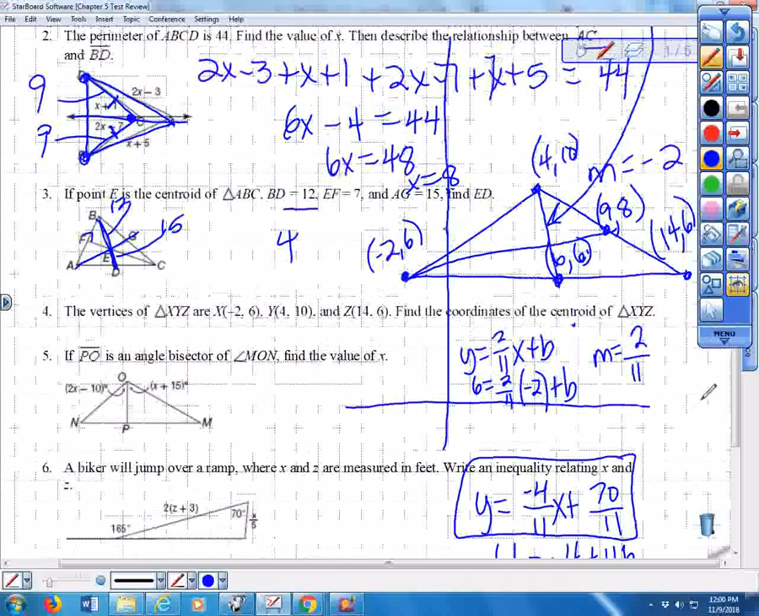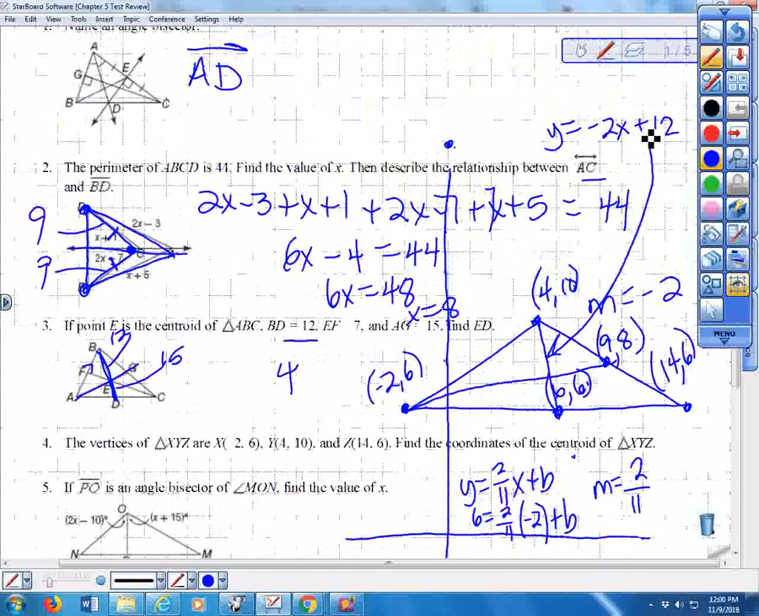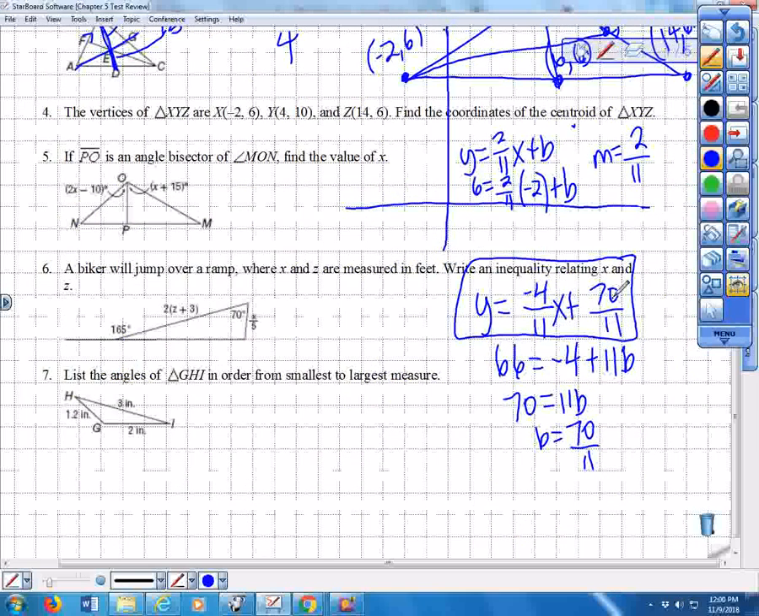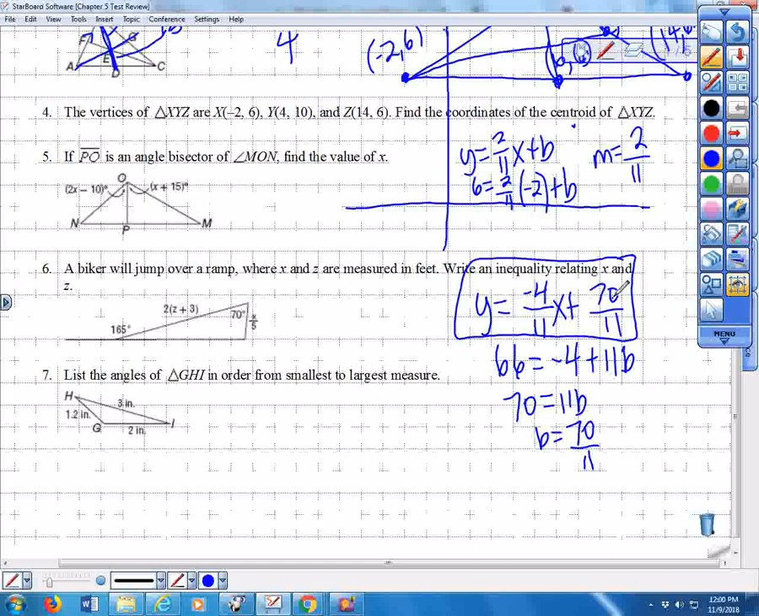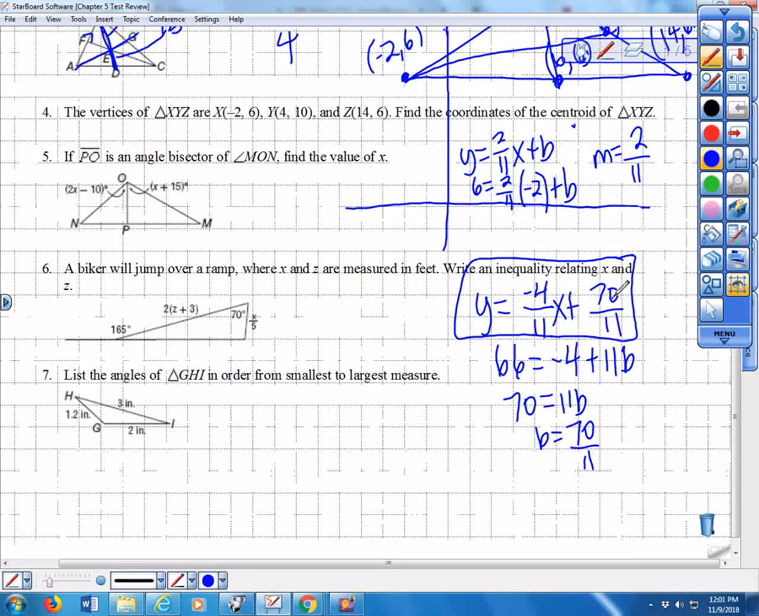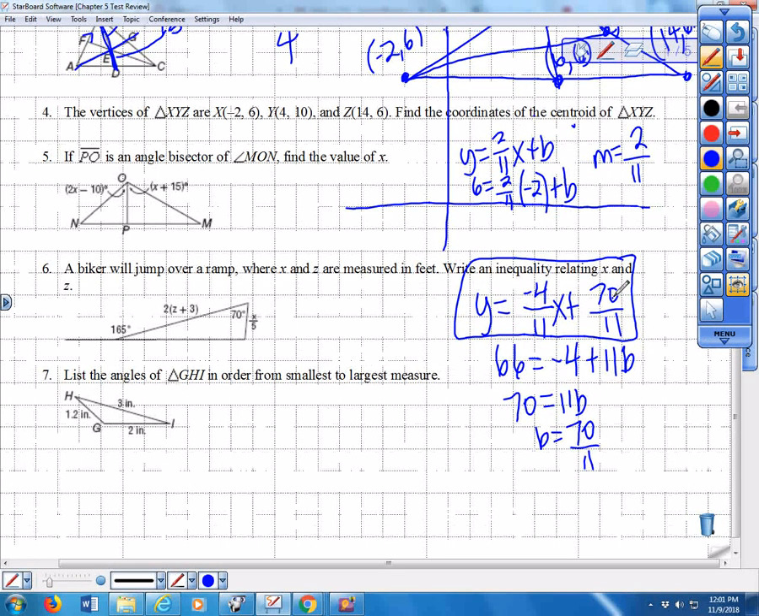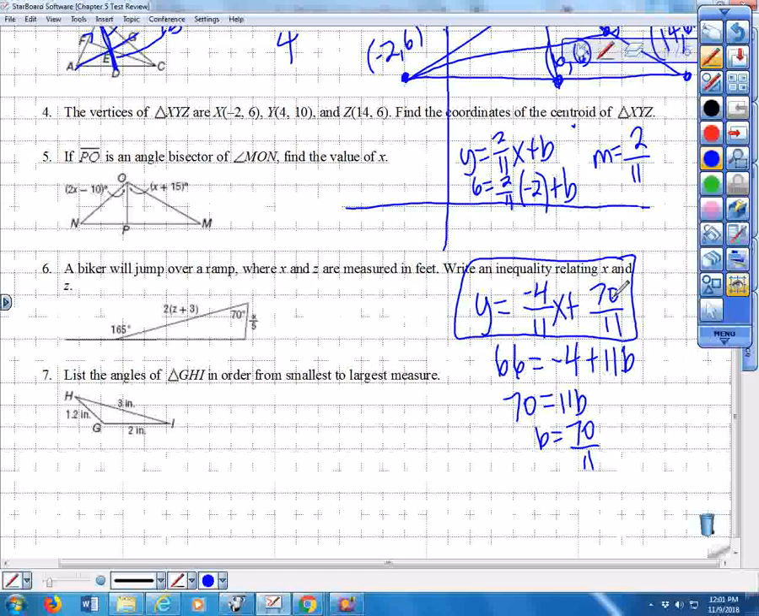I just set this equation equal to this one and solve. For the sake of time, I'm just going to keep going, but that's the process. So for a circumcenter, because that's on the test on Monday, how do you create a circumcenter? It's not a median. That's a centroid.